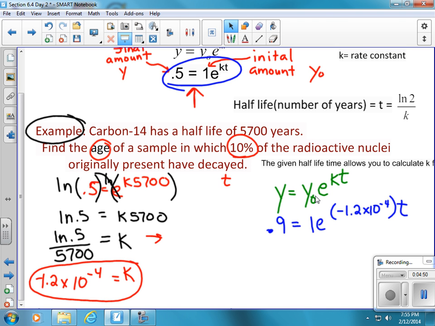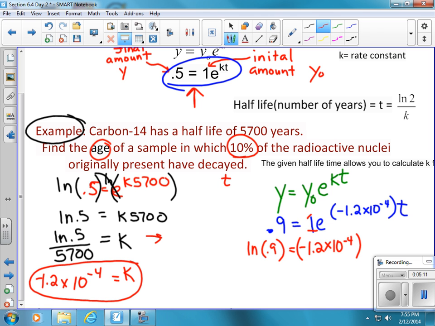We have to do some fancy ln's of both sides so that we can figure out what T is. So we have ln of 0.9, and this is a 1, by the way. If we take the ln of both sides here, we get negative 1.2 times 10 to the negative 4th times t, because the ln and the e both cancel out. So now we're going to divide both sides by negative 1.2 times 10 to the negative 4th, and that's going to equal our t. This number right here is t.